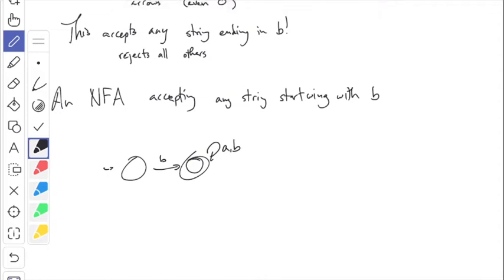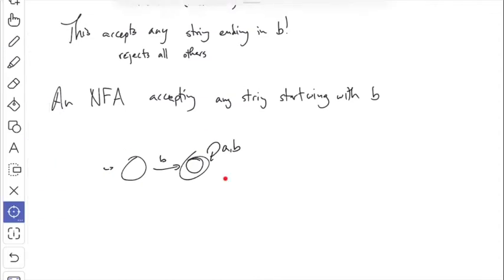I don't know. To me, it's a little easier to visualize what this means. To me, it means you start here. If you want to get to the acceptance state, you better do a B, and then after that, you can do whatever you want. I don't care anymore. You can just do A's and B's forever. All right. So this NFA says, in order to be accepted, you must begin with B, followed by anything. All right. Excellent. Great.